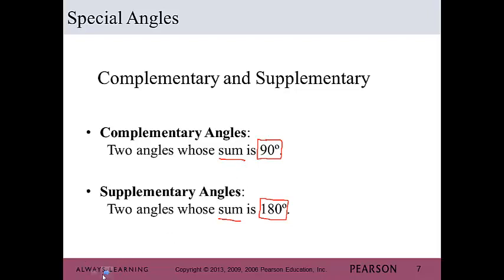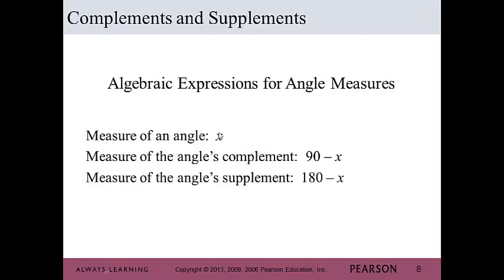Now, how do you write them? Well, first of all, the measure of the angle is still going to be x. So that's still the reference angle. The measure of the angle's complement is now 90 minus x. And the measure of the angle's supplement is 180 minus x. So complement is 90 minus x, and supplement is 180 minus x. And the measure of the angle is just going to be x.